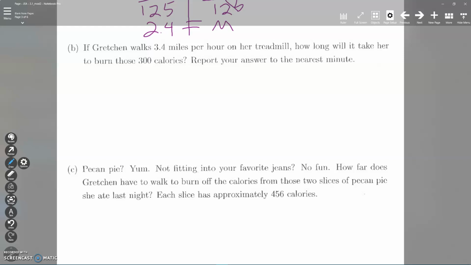3.4 miles. Well, how many calories would that be if she were to walk 3.4 miles? If it took her an hour to walk 3.4 miles, how many calories would she actually burn? Well, we can go back to our equation.